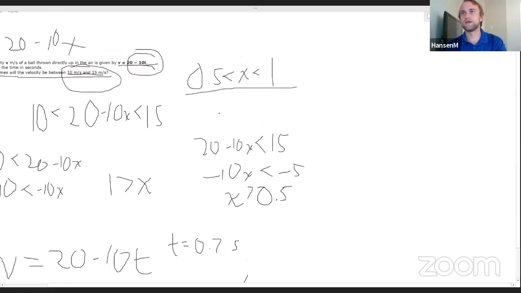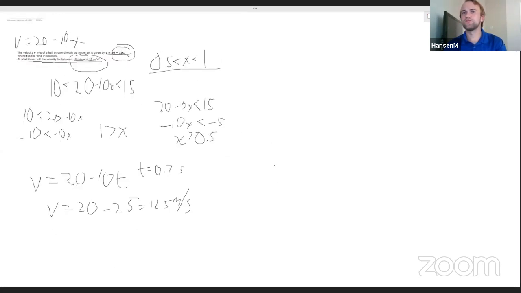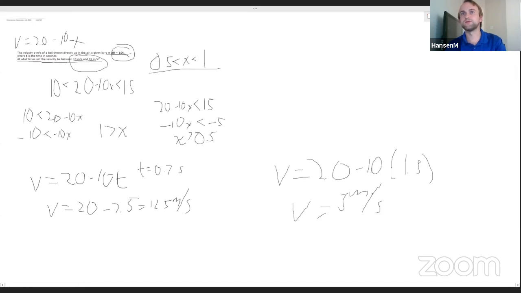And now we're going to pick a number outside this range. So we're going to say 1.5 seconds. So we'll do v equals 20 minus 10 times t, which we're going to do 1.5 this time. So then velocity equals 5 meters per second. And as we saw in our original word problem, 5 meters per second isn't between the 10 and the 15 meters per second. So if we were to do something on the other side of this, like if we were to plug in 0, we would see that velocity is equal to 20 meters per second, which is also outside of our range.